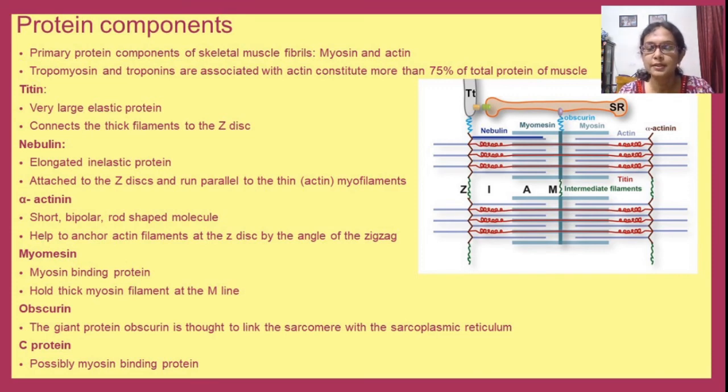And obscurin, the sky color one in the diagrammatic figure, is a large, giant protein. It is very important because it links the entire muscle unit or muscle fiber to the sarcoplasmic reticulum. So between the sarcoplasmic reticulum and the muscle fiber there is obscurin. And C protein is actually a newly evolved protein, so research is going on; possibly it is a myosin binding protein. So here we get the basic structure of the muscle fiber.